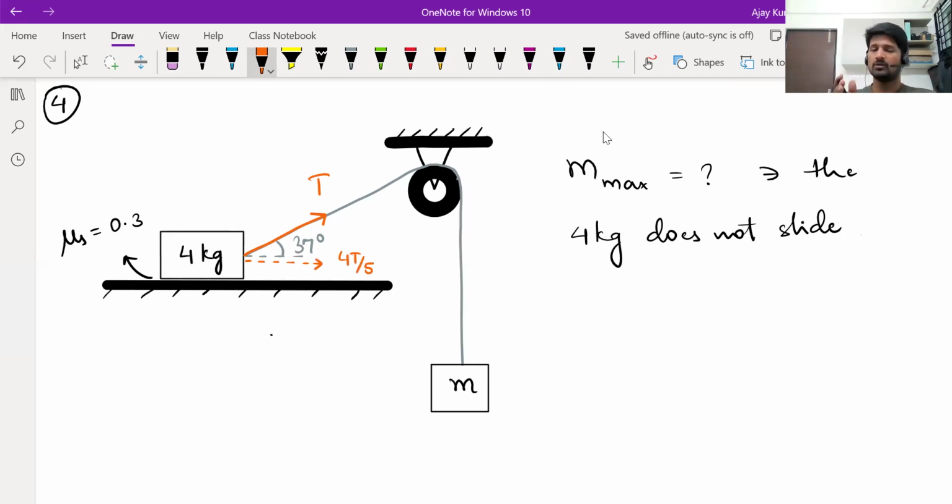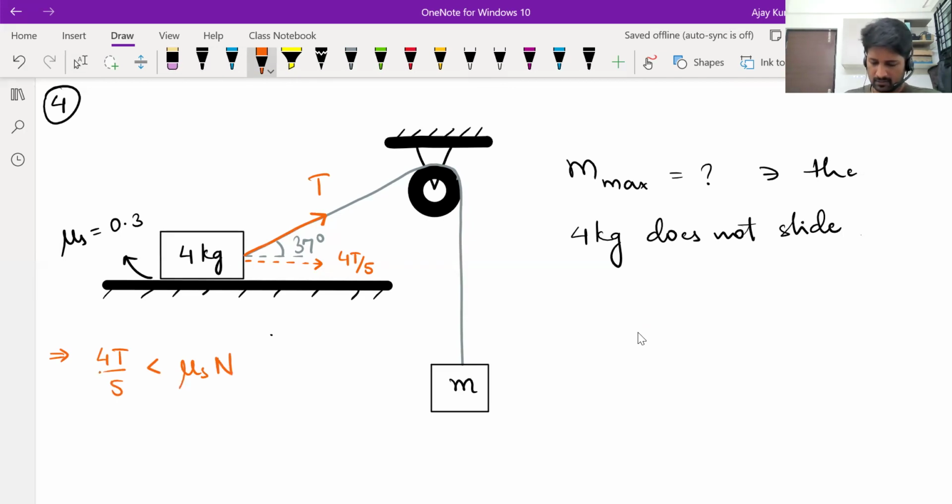Now we don't want the 4 kg to slide. That means the sliding force should not become more than what? When will an object not slide? When the sliding force is less than what? Limiting friction, correct. So the condition for this problem would be sliding force 4T by 5 should be less than limiting friction, mu s into n. Mu s is 0.3, n we will write.